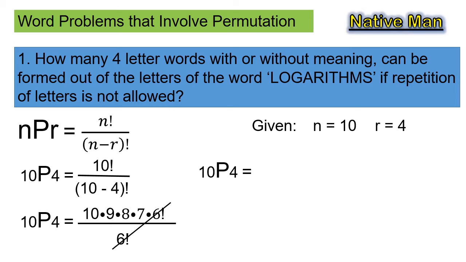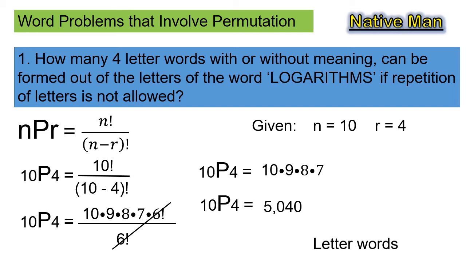So this will become, ang natitira na lang po sa numerator ay 10 times 9 times 8 times 7. Okay? So if you are going to multiply those numbers, this will become 5,040. And 5,040, yan na po yung hinahanap ng problem na how many 4-letter words. So, there are 5,040 four-letter words that we can form out of the word logarithms.